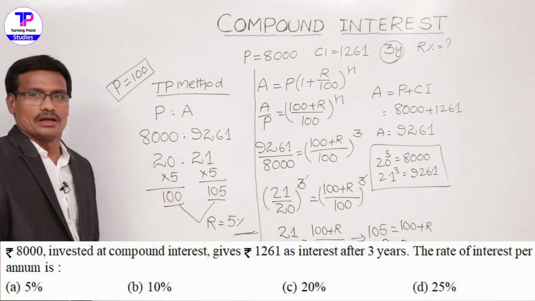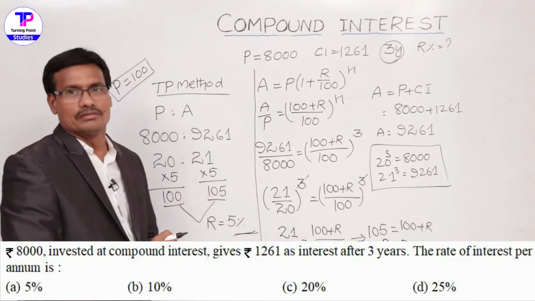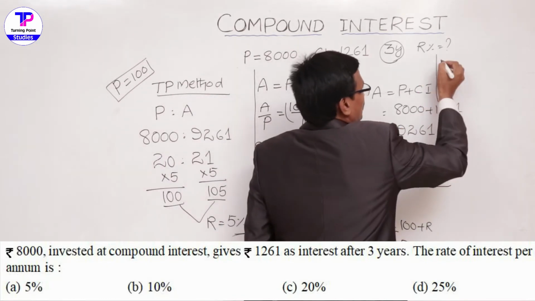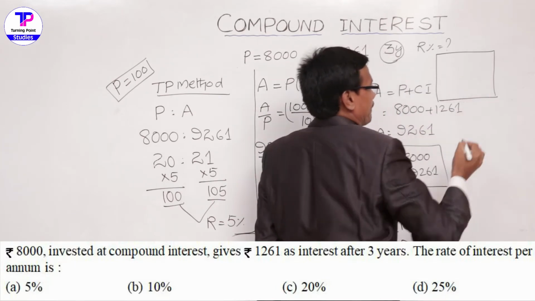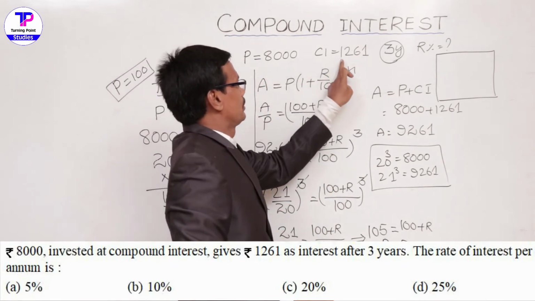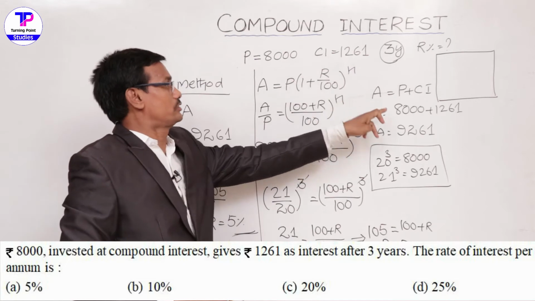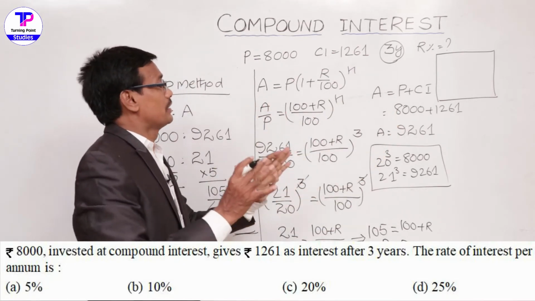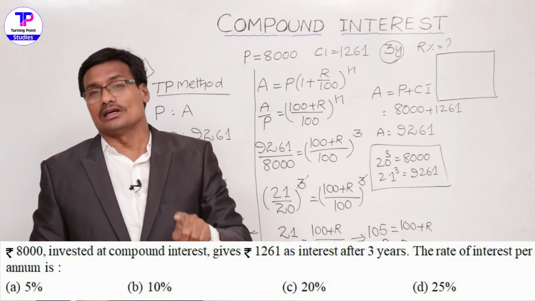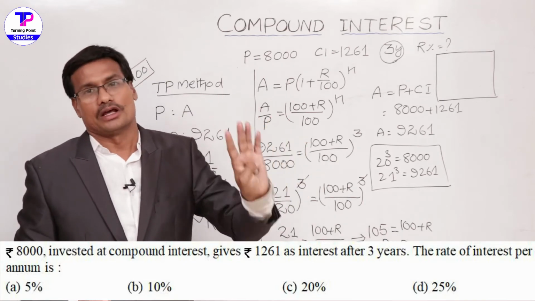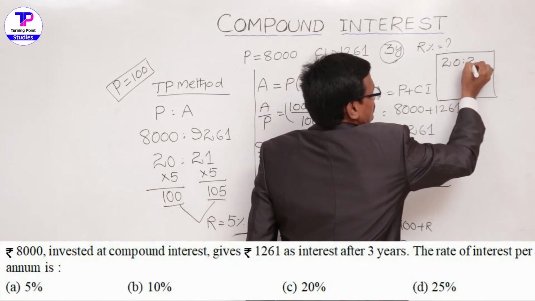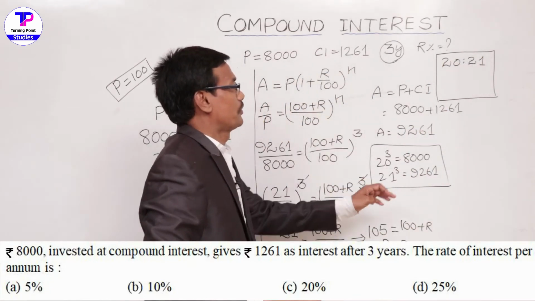But by practice, there is no need to take this also. See here, we can simply solve. The final step is writing here: 8,000, and 1261 as interest, so the amount is equal to 9261. Now, is there any relationship between 8,000, 9261 and 3 years? 3 years means take the cube form of the principal and amount. This is 20 cube and this is 21 cube. So 20 is to 21. This is the method we have to follow finally.